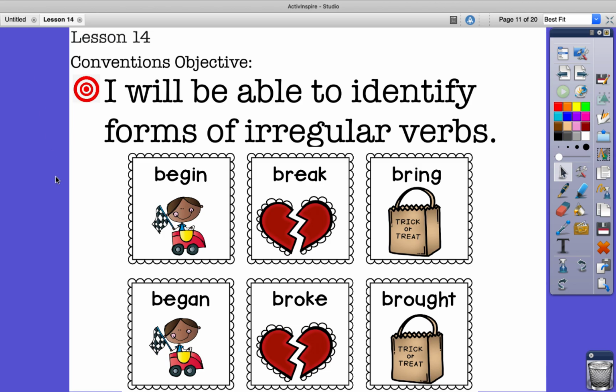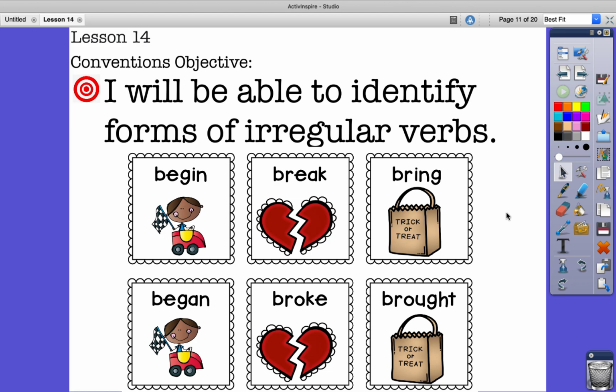Hello, second graders. Today we're going to continue with our conventions lesson for lesson 14. Our convention objective is I will be able to identify forms of irregular verbs.